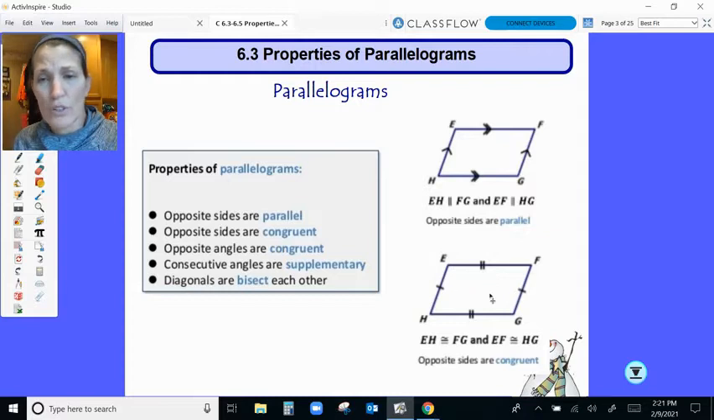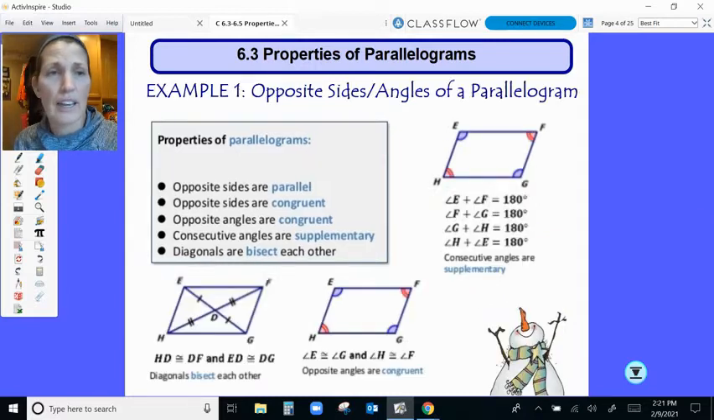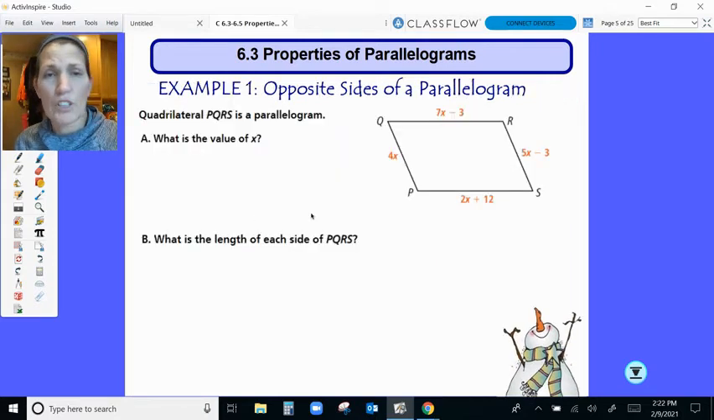Opposite sides are also congruent. Okay, in this case. So over here, because we have those parallel lines, we have opposite angles that are congruent, and then we also have consecutive angles that are supplementary. So these consecutive interior angles add up to 180, and E and F add up to 180, all the way around. And our opposite angles are equal. Our diagonals also bisect each other, so they cut each other in half. Okay, so we're going to put some of those properties to use here.